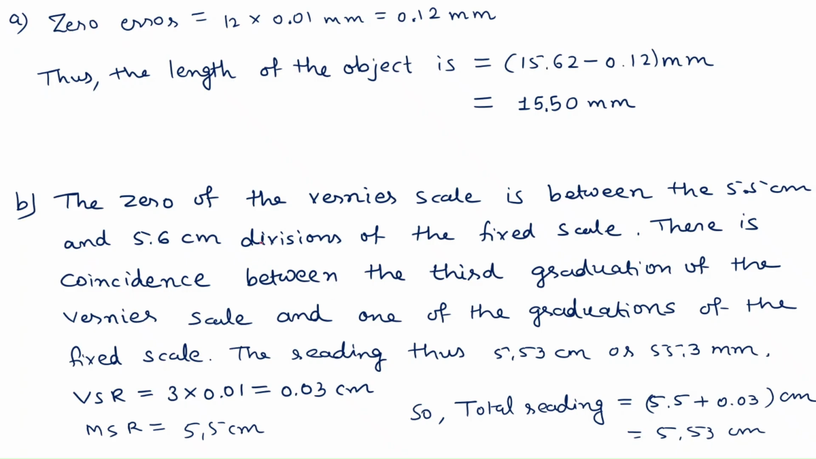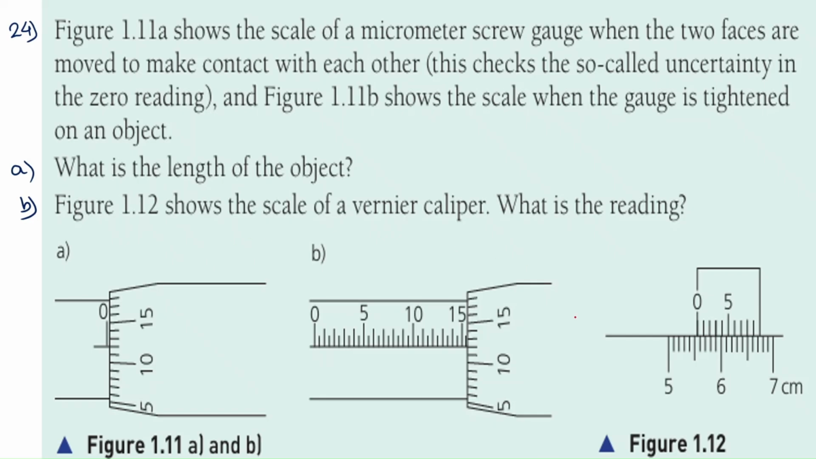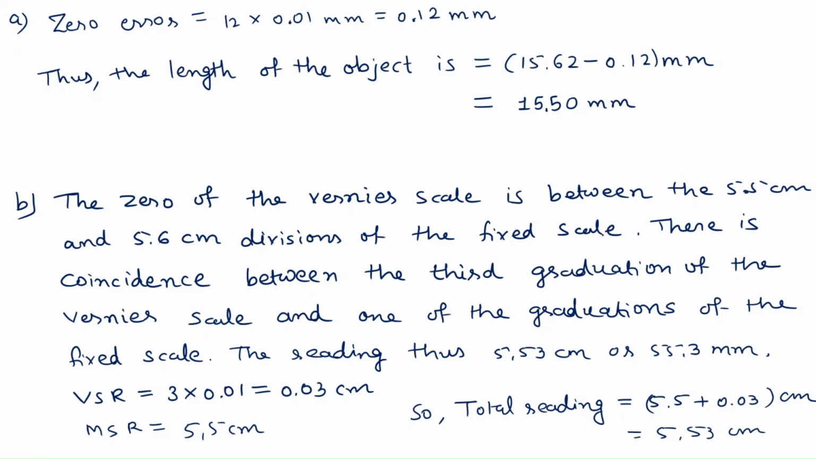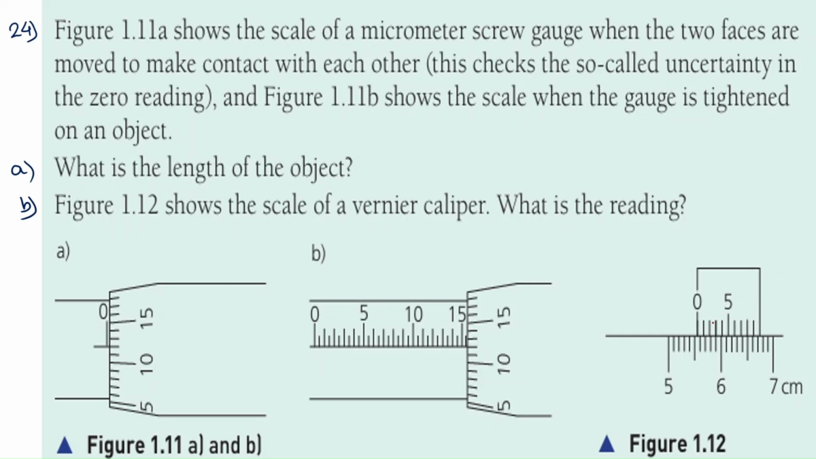Now here I write, the zero of the vernier scale is between 5.5 and 5.6 centimeter. Here you can see the zero of the vernier scale is between 5.5 and 5.6. So you have to take the lower value. It is 5.5. There is a coincidence between the third graduation of the vernier scale and one of the lines of the fixed scale. Here I show you that the first, second, and third one exactly coincides with the main scale reading line.